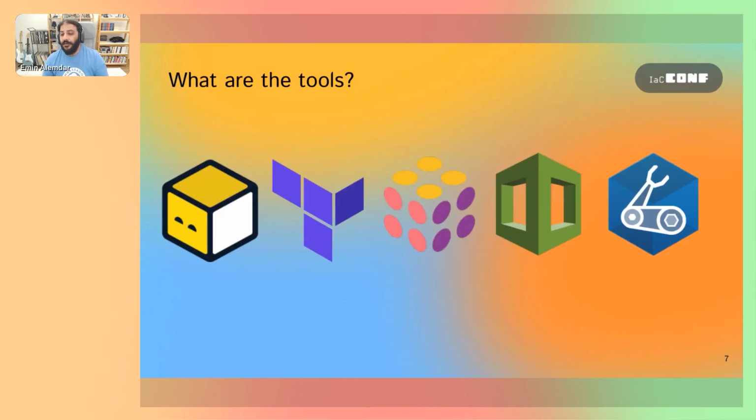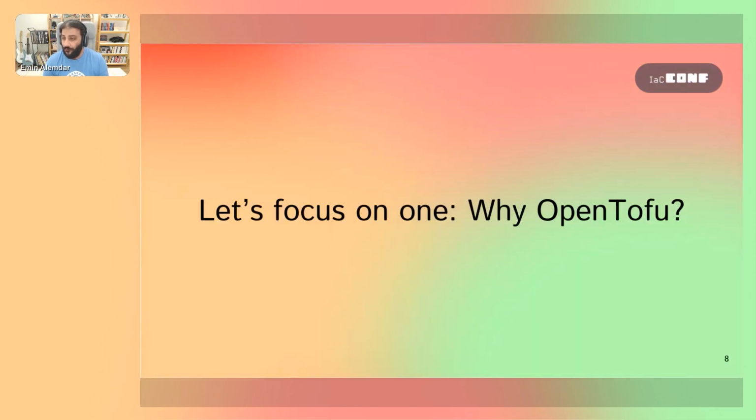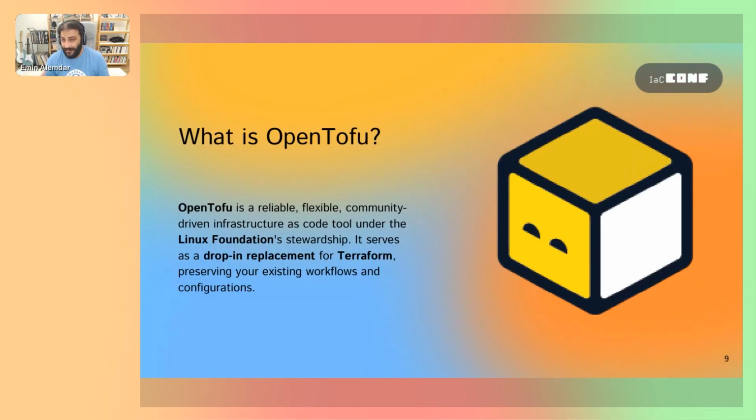And what are some of the tools in the ecosystem? We have different tools such as OpenTofu, Terraform, Pulumi, CloudFormation. You also have some cloud provider specific IaC tools such as CloudFormation, Bicep, and Google has its own too. But for this session, we just decided to focus on one, and it is OpenTofu.